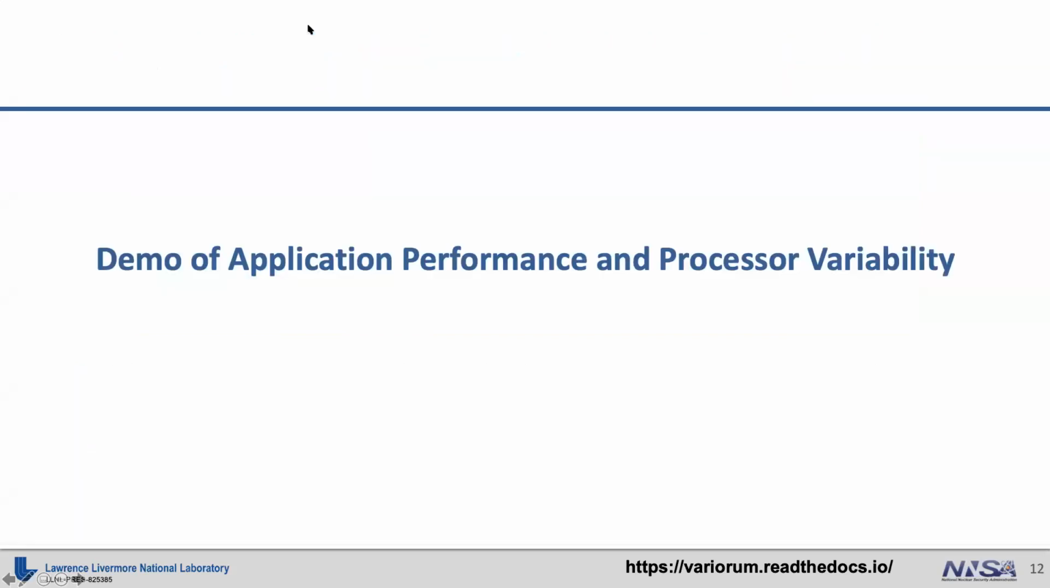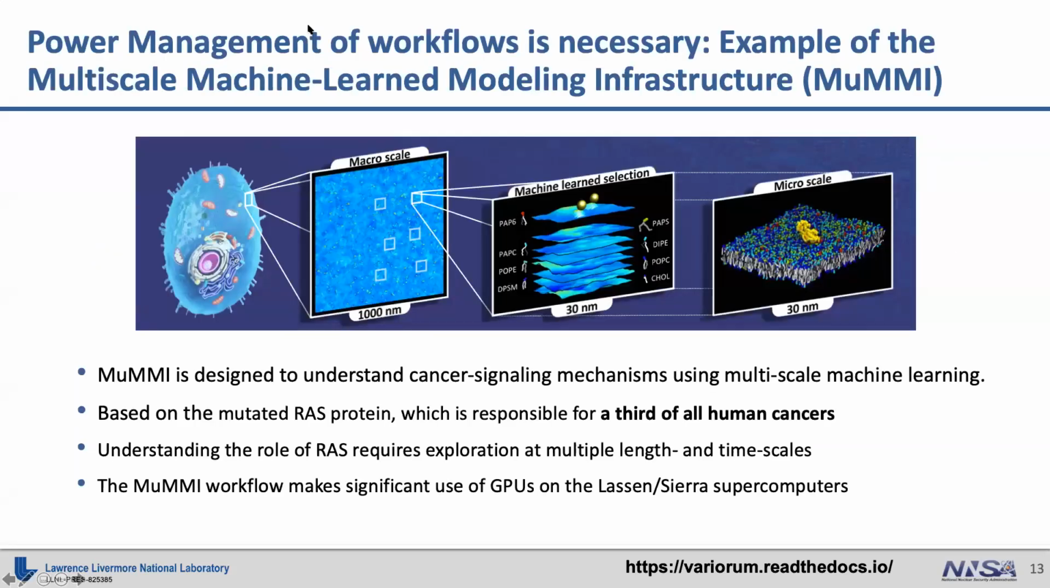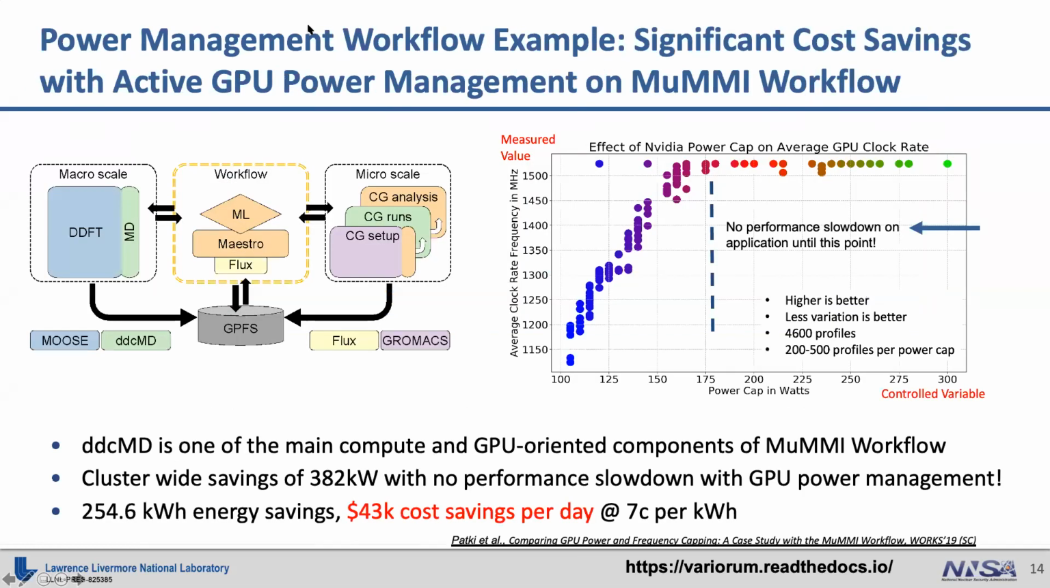So we saw the demo on performance and processor variability. Let's go into, I'm just looking at time here, so I'm going to speed up a little bit, and let's look into workflows. This is an example of what happens in a workflow if we were trying to manage GPU power. We are looking at the MuMMI workflow here, which is a cancer biology workflow that does multi-scale machine learning to identify proteins and mutations. And this study has been done on the Lassen and Sierra supercomputers.